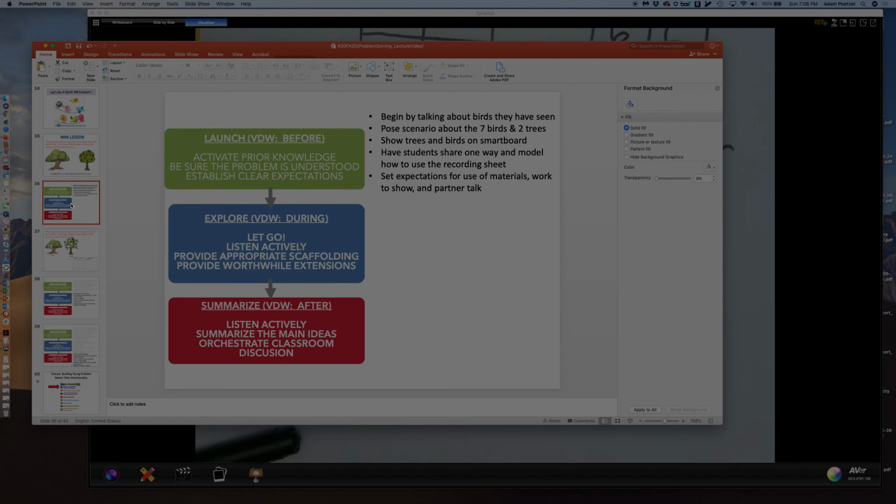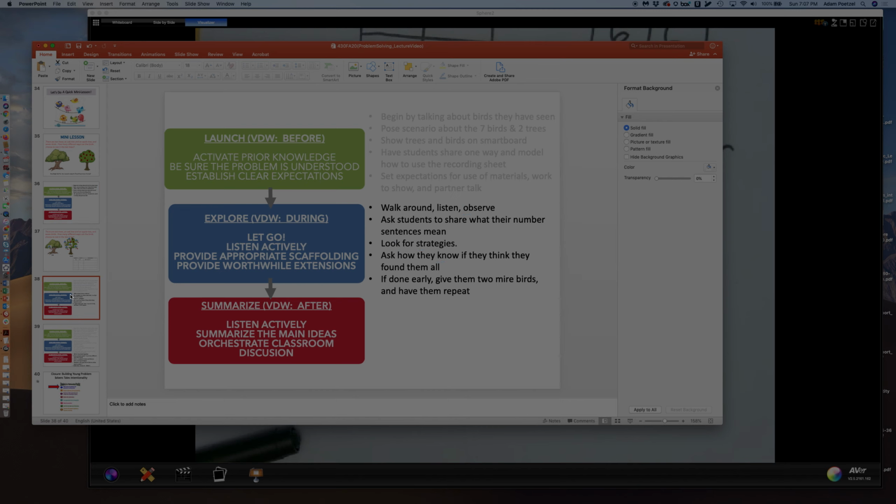And in the launch, I don't want to solve too much, but I'm just giving them a little bit of a start. They're clear on the directions, on the expectations of how to use the sheet and how we can move the birds around. And then maybe I can set expectations that they're going to be getting some Unifix cubes and a little piece of paper that has 2 trees, and they're getting a graphic organizer, and they have a partner that they can talk with, but I still want them to do all their work on their own paper, but their partner can be helpful to go through. And once I'm sure they're clear, I set them off to the during.